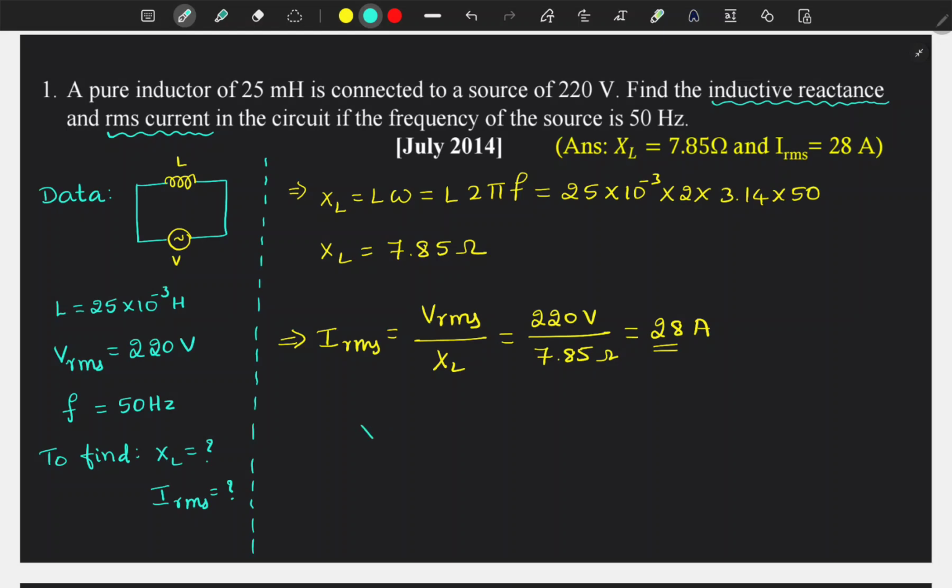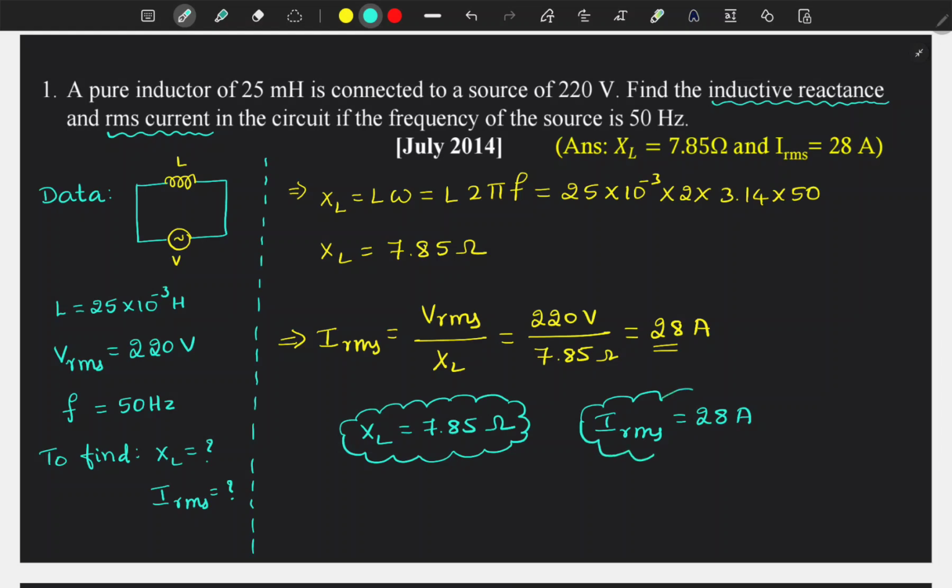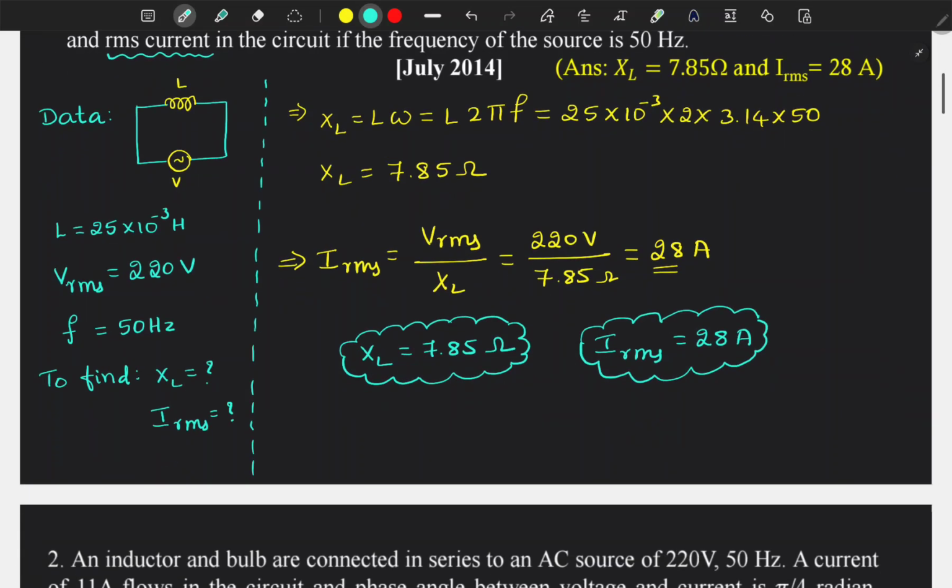Therefore, our final answers are XL is equal to 7.85 ohms and IRMS is equal to 28 ampere. So now let us move to the next numerical.